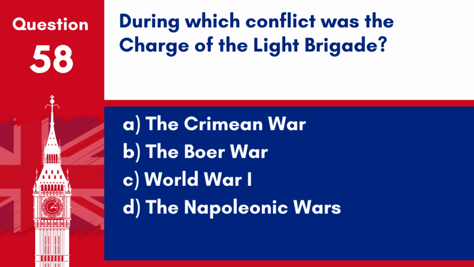Question 58. During which conflict was the charge of the Light Brigade? A. The Crimean War. B. The Boer War. C. World War I. D. The Napoleonic Wars. Answer: A. The Crimean War. The charge of the Light Brigade occurred during the Battle of Balaclava in 1854 in the Crimean War and is famous for the bravery and heavy casualties of the British cavalry.